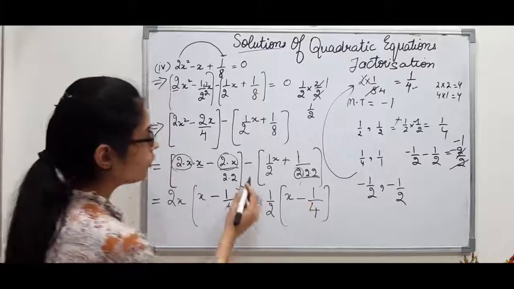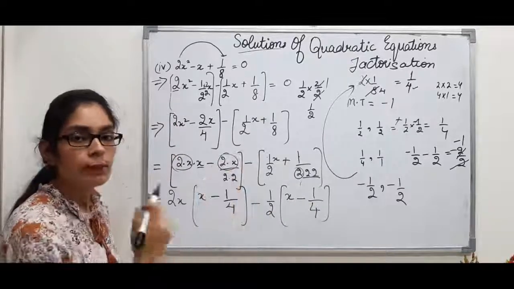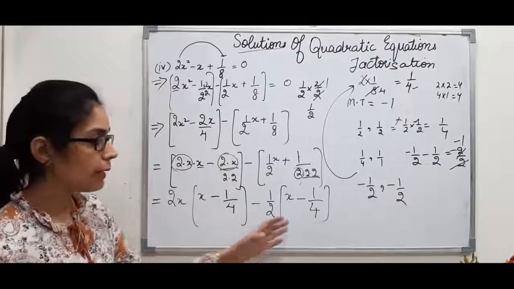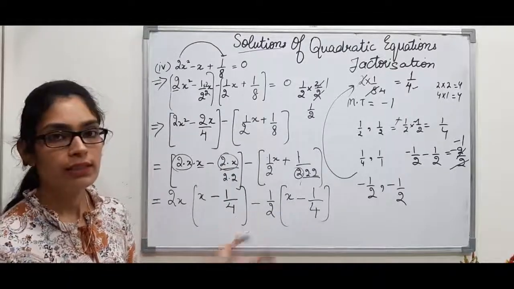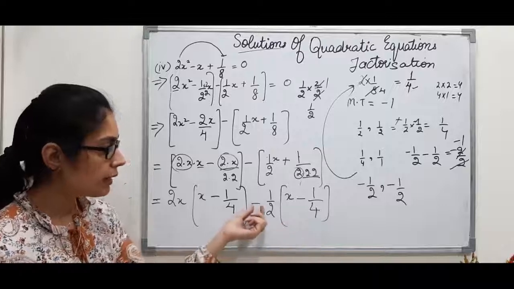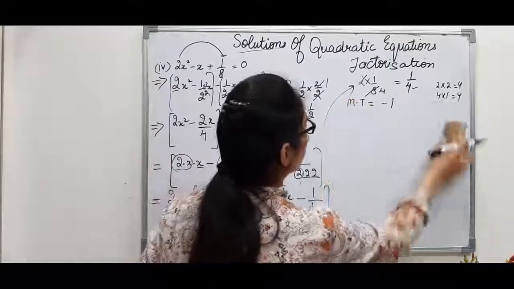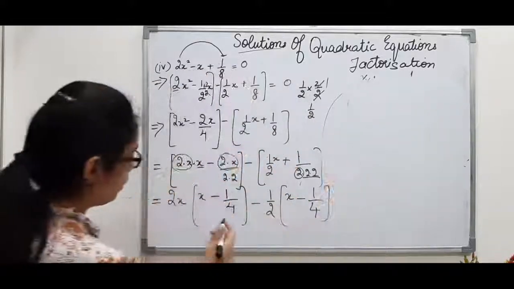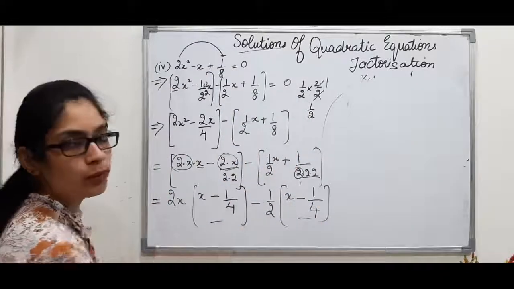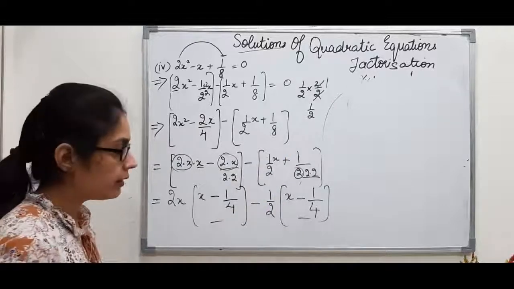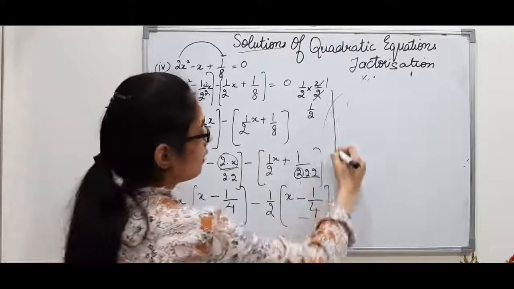Since I have told you, if a minus sign is present outside the bracket, the inside signs will get changed. So every time you have to make sure you are changing the inside signs whenever a minus sign is present outside the bracket. Now we have seen till here. In this step, these two terms are the same, which means my calculation is correct till here. Now I will write this.